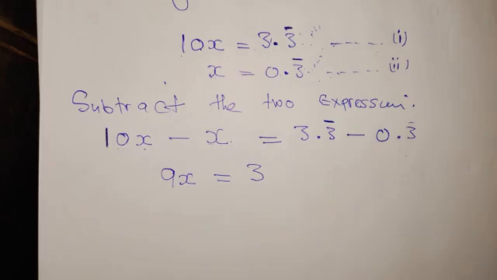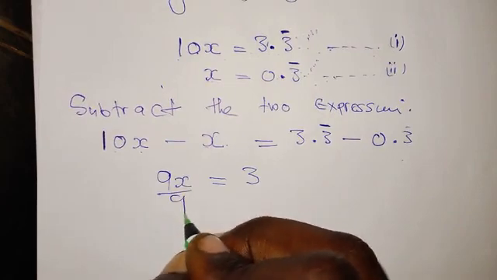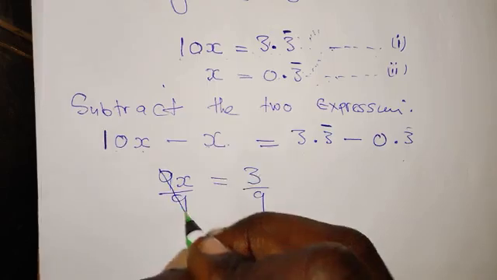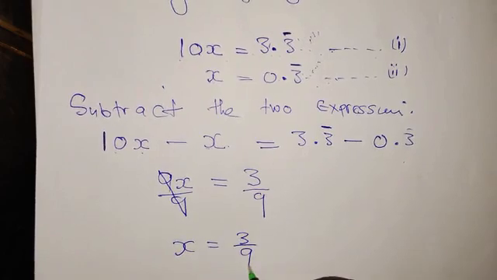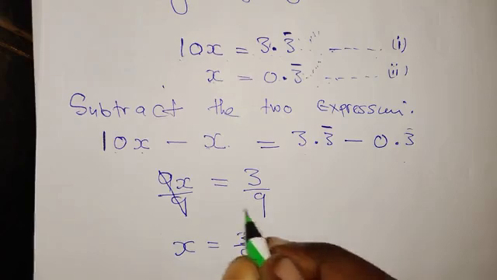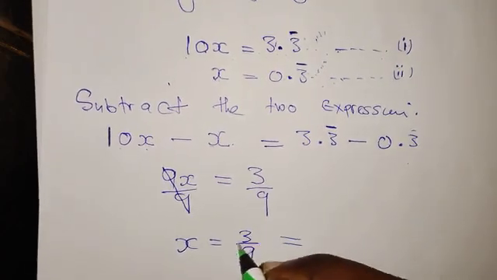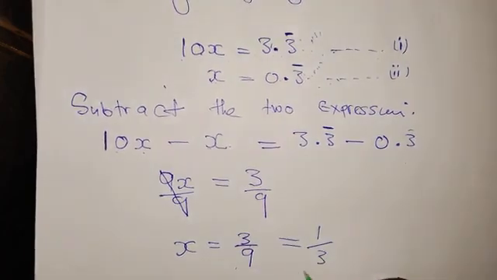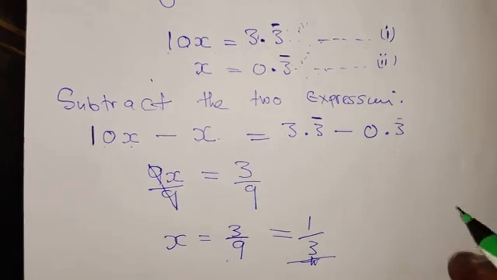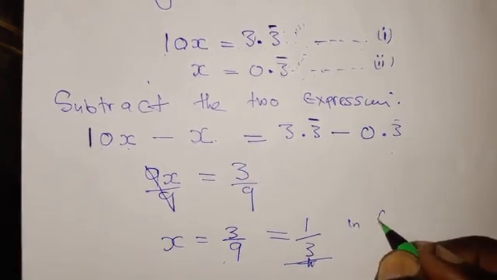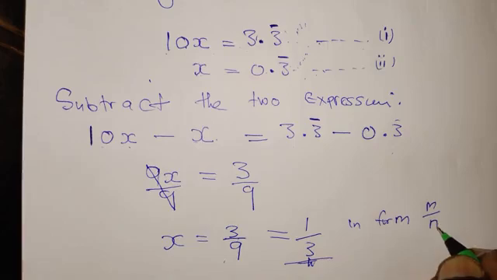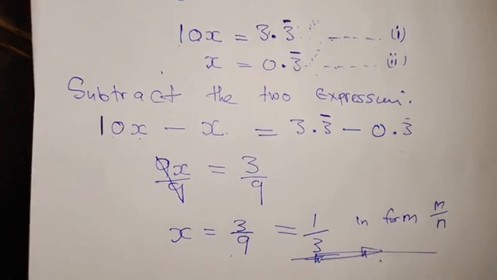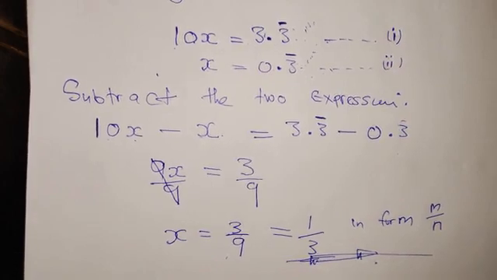And then from there, the only thing you're supposed to do now is make x the subject. By making x the subject, you can go ahead and divide both sides by 9. 9 goes, and my x is now going to be equal to 3 over 9. Express this in its simplest form. 3 into there is 1, 3 into there is 3. This is the form which we are looking for, the form m over n, which is the rational number.